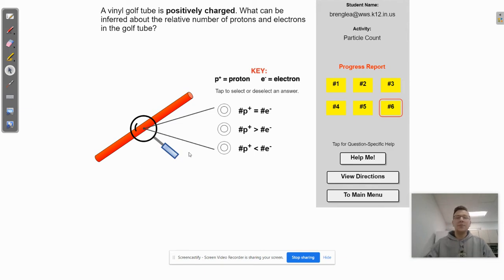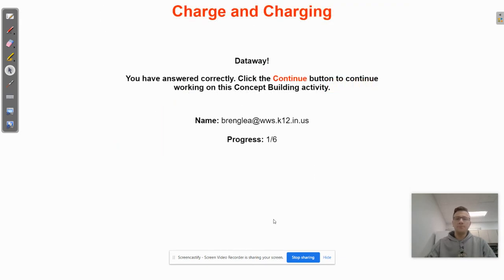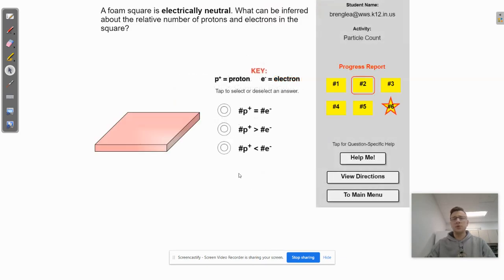If it's positively charged, that means that it must have more protons than electrons. If it was neutral, they'd be equal. And if it was negatively charged, there would be more electrons. So we're looking for the one that says the number of protons, the P with the positive sign, is greater than the number of electrons with the negative sign. And that's all this level really has you do.